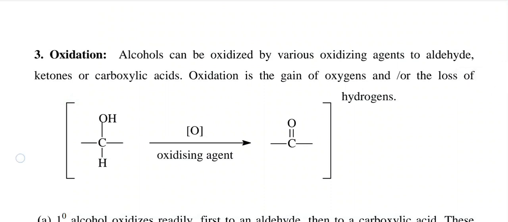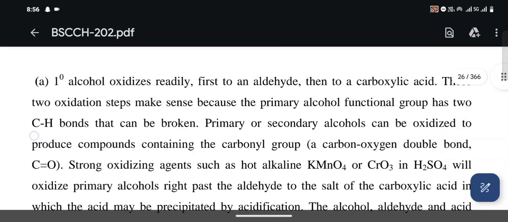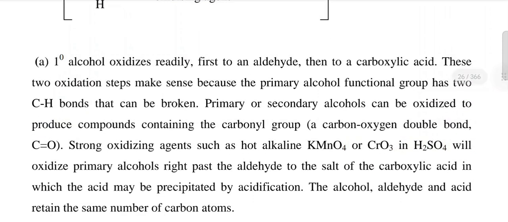Oxidation. Alcohols can be oxidized by various oxidizing agents to aldehydes, ketones or carboxylic acids. Oxidation is gain of oxygen and loss of hydrogen. Primary alcohol oxidizes readily, first to an aldehyde, then to a carboxylic acid. These two oxidation steps make sense because the primary alcohol functional group has two carbon-hydrogen bonds that can be broken. Primary and secondary alcohols can be oxidized to produce compounds containing a carbonyl group, a carbon-oxygen double bond.